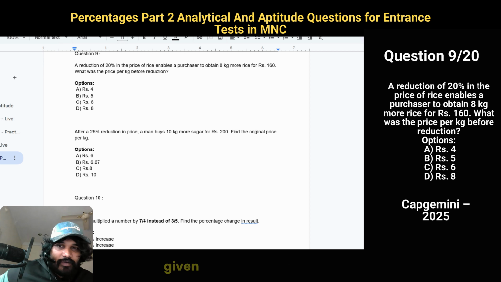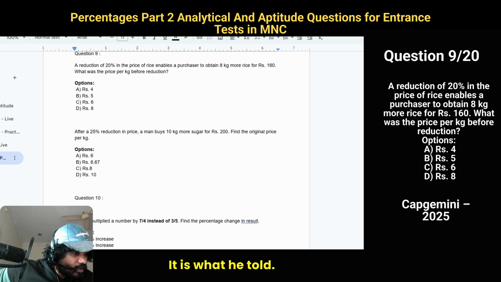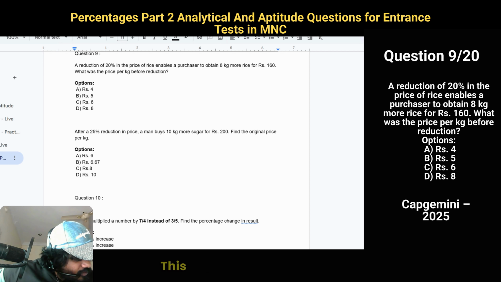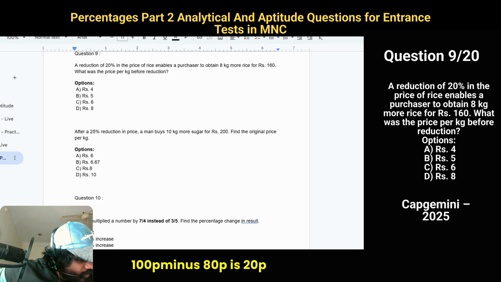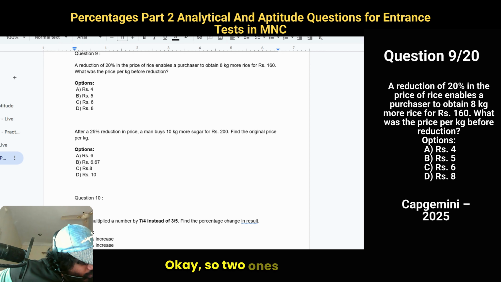So what he has given: 160 by the new price minus 160 by the old price equals 8 kg. This is consumption, this is expenditure, this is price. Take 160 common, 100p minus 80p is 20p, by 80p into 100p equals 8 kgs. This p gets cancelled. 160, 2 eights are 16, 1s are. 20 ones are 100p, 5s are. So 5p equals 4, p equals 4 by 5.